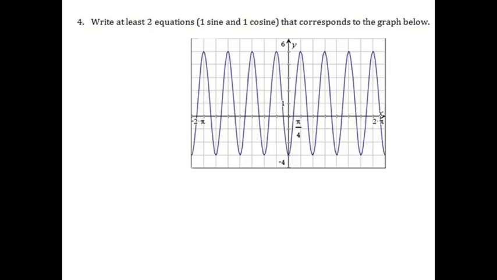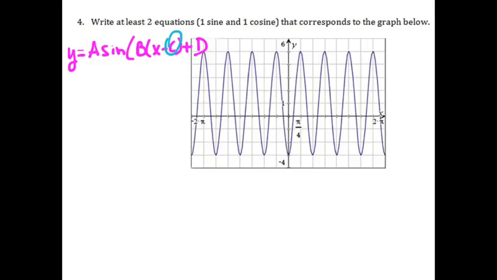So in order to write those equations, we're going to use the form y equals a sine of b times x minus c plus d. We're going to use this format, which means I need to figure out my a, b, c, and d for each one. Now I'm going to save the c for last because the c is the only value that changes based on whether or not you're writing a sine equation or a cosine equation. So before we do that, let's figure out our a, b, and d.